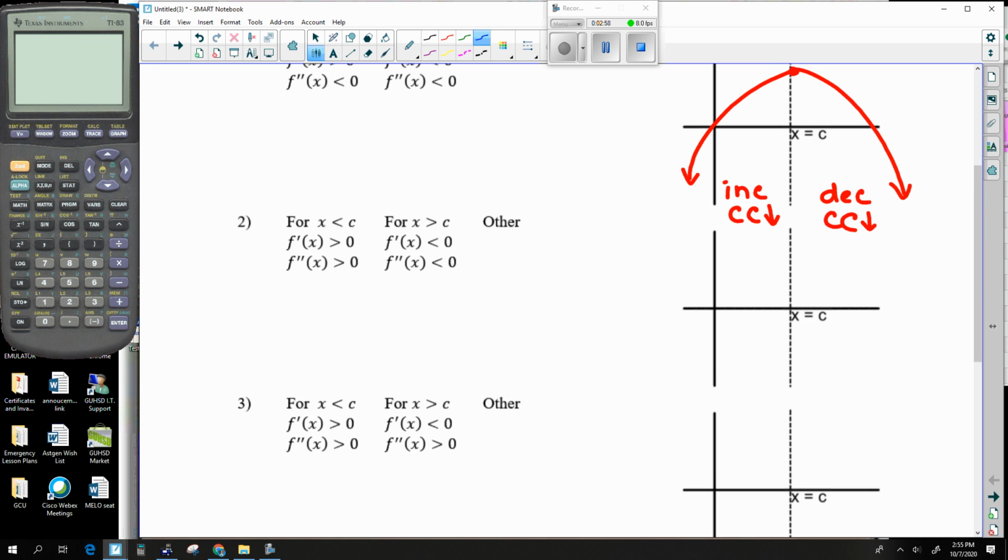That one's pretty easy. Left-hand side, I see that the derivative is positive, so that means it's increasing. And the second derivative is also positive, that's concave up. Over on the other one, we see the first derivative is negative, so that means it's decreasing. And the second derivative is negative, so that means it's concave down. So we have an increase concave up, a decrease concave down. Again, it doesn't have to be differentiable.